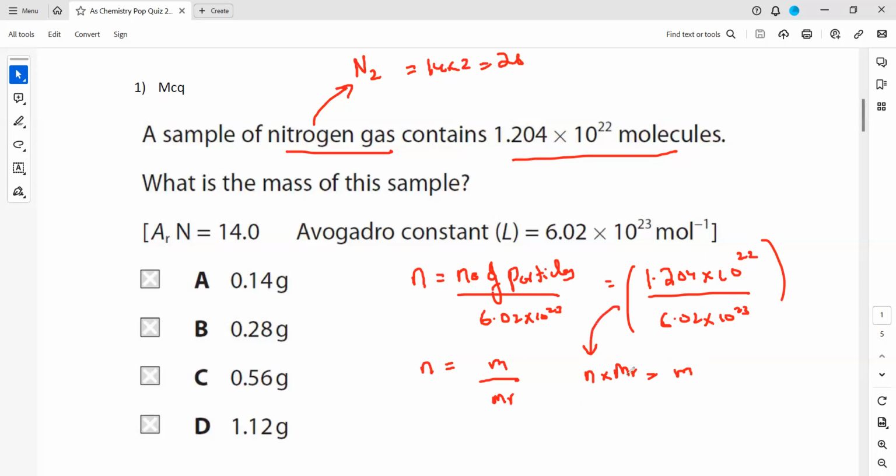So for this one, the moles are multiplied by the molar mass, which is 28. This will give us the mass of the nitrogen in gram, which equals 0.56 gram. So C should be the right answer for this.